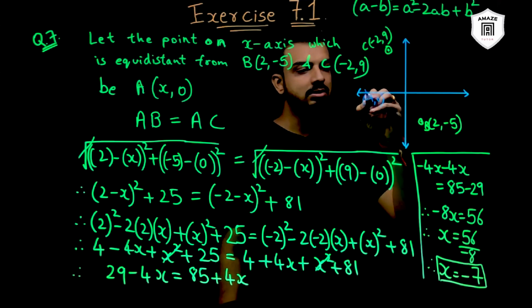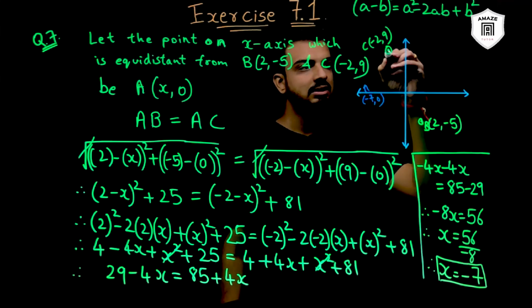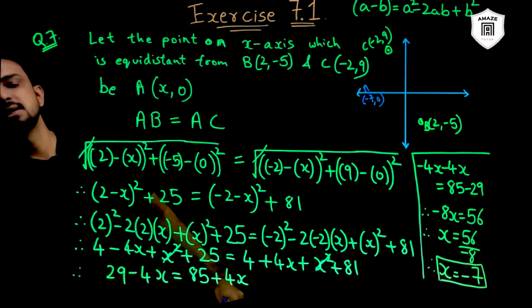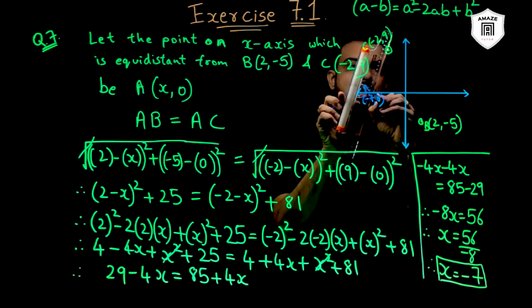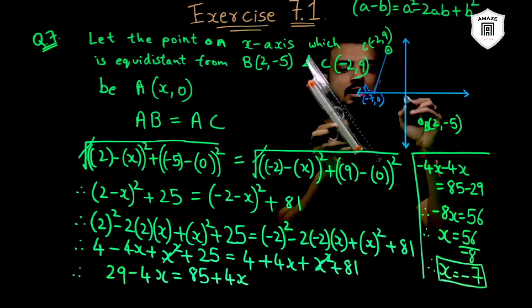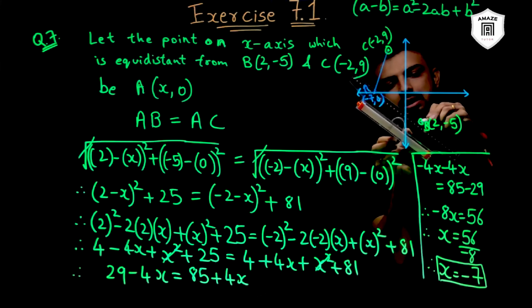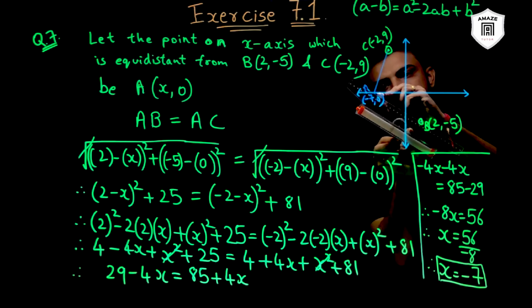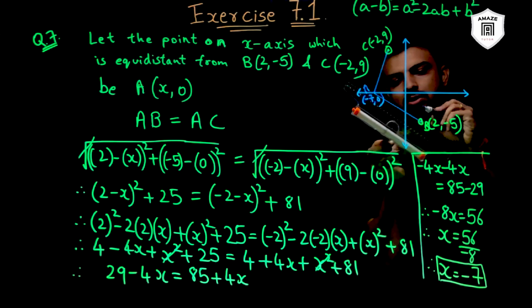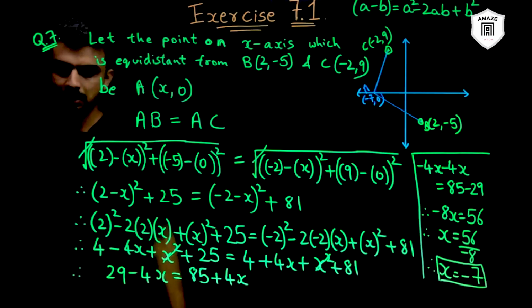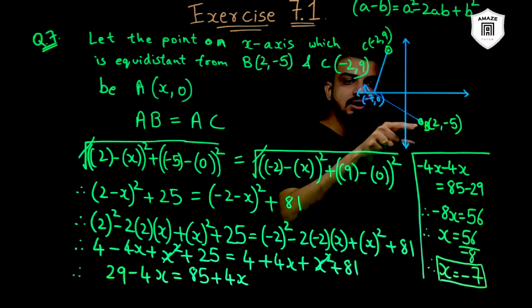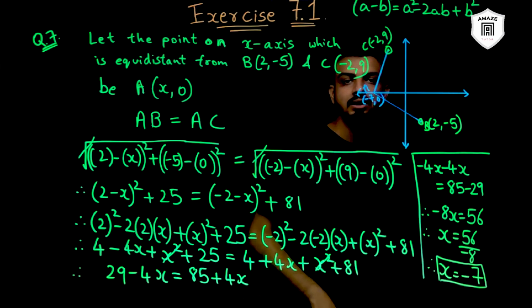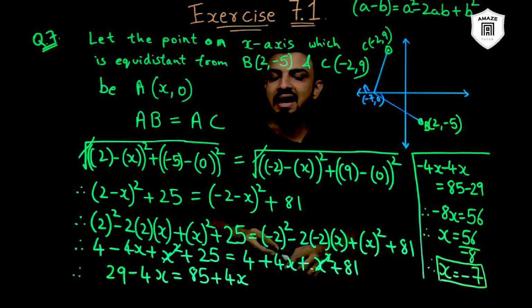So this distance AC, okay, this distance AC and this distance AB are going to be equal. Right? Okay, and yeah, we were given this condition that these distances are equal. We were just supposed to find the coordinates of the point on the x-axis.